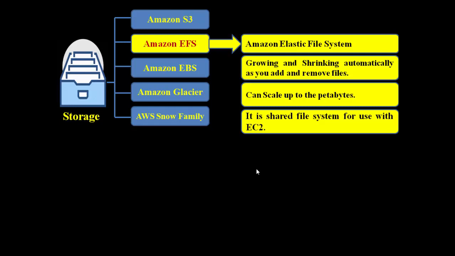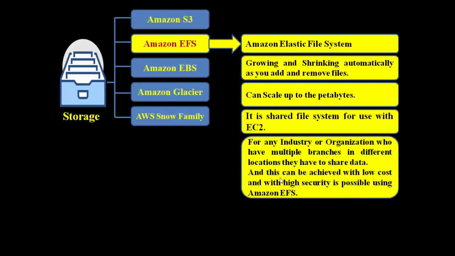So once we create our own virtual machine on the AWS, and if you want to share some file among multiple instances, multiple servers, at that time we can use this kind of file storage, that is EFS. Just take one example. Suppose we have one industry or organization which has multiple branches in different locations, and if you want to share data among all the branches, at that time you can put data in our Amazon EFS and you can share it with all the multiple instances or multiple servers.